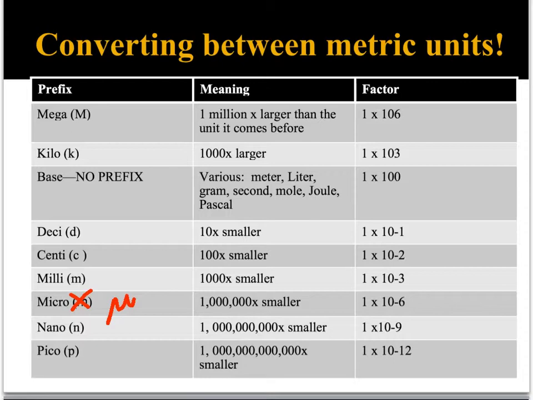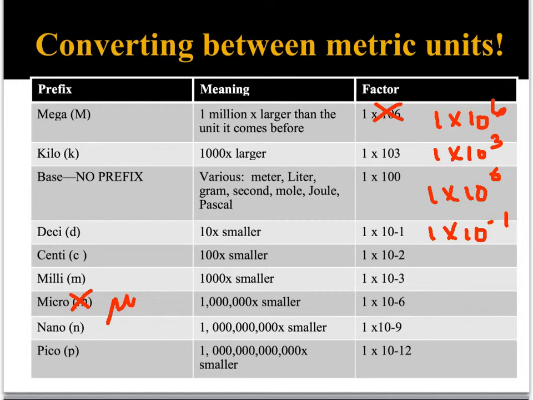Let's see what else. The other thing is these factors, it took them out of scientific notation, so I'll put it back. Okay, so the first prefix is mega. Mega is a big number, okay? So it's 1 million times larger than the unit that comes in front of it. Then kilo. Kilo is 1,000 times larger. You're probably familiar with kilo.